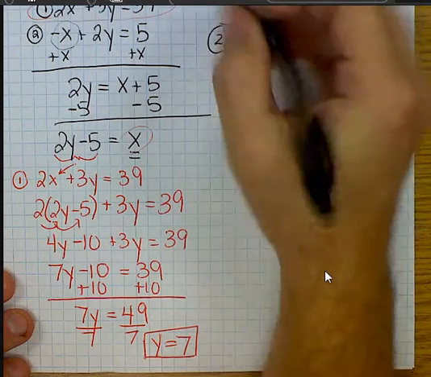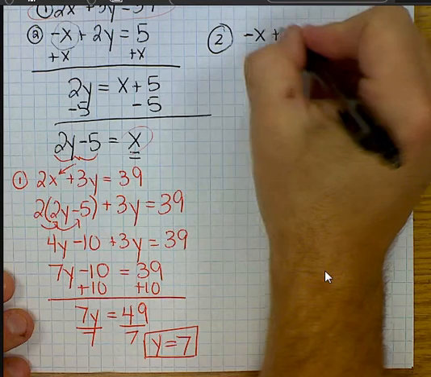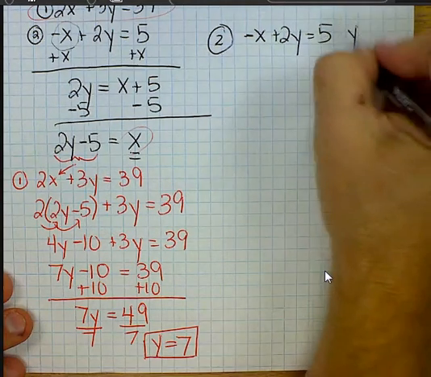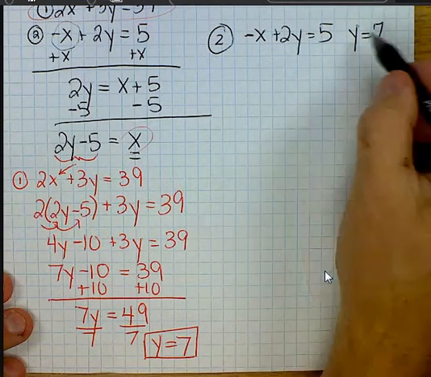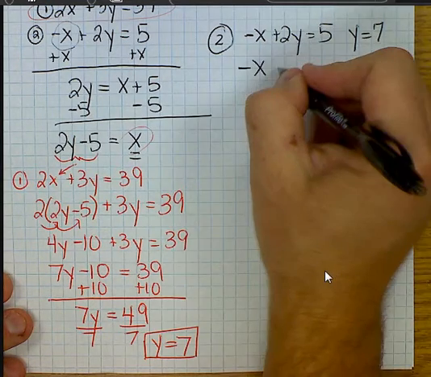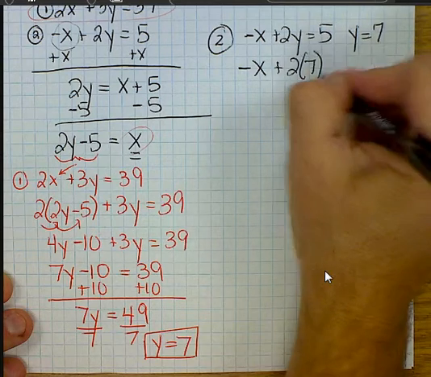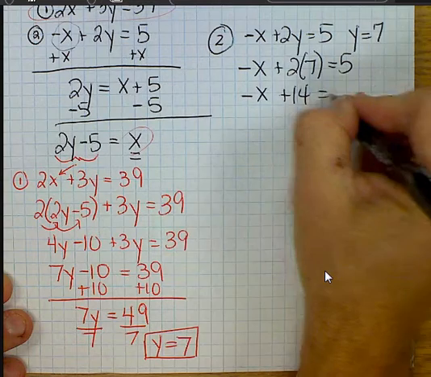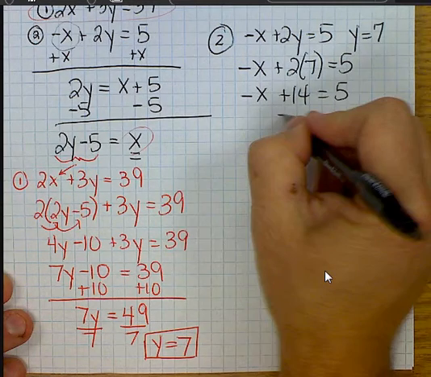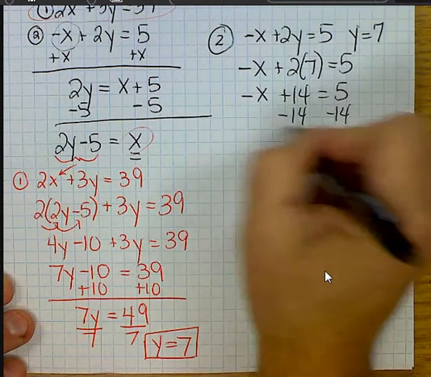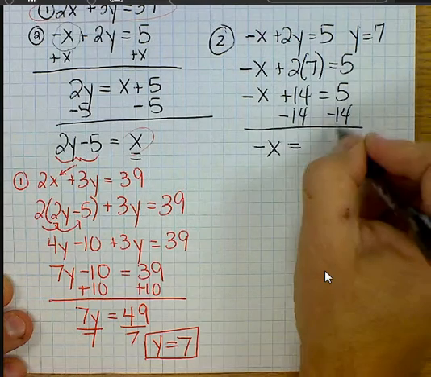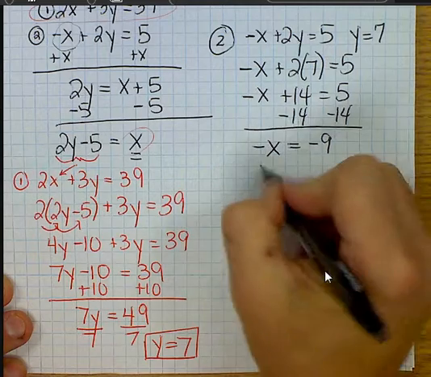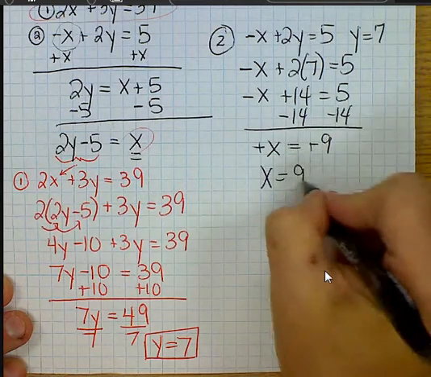What's equation 2? That's minus x plus 2y is equal to 5. And I'm going to use the fact that y is equal to 7, so I'm going to plug that in. I have minus x plus 2 times 7 is equal to 5. So negative x plus 14 is equal to 5. Subtract 14 from both sides. Negative x is equal to negative 9. And then x is going to equal, by changing the signs, 9.